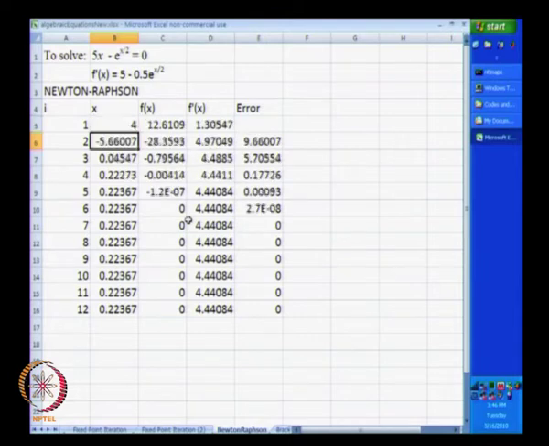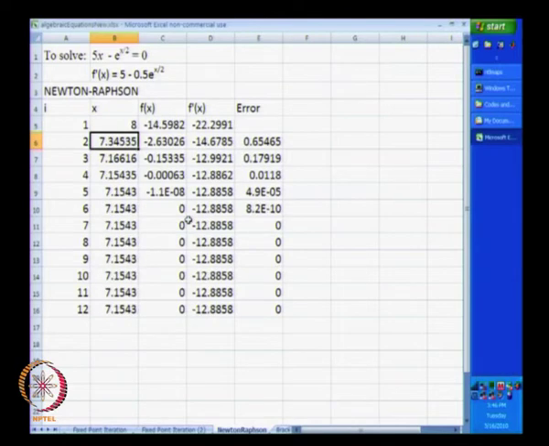When we start, let us say, with x equal to 4, again we get to the same solution, 0.22367. And we start with x equal to 7. This is x equal to 8, this is when we get to the other solution.